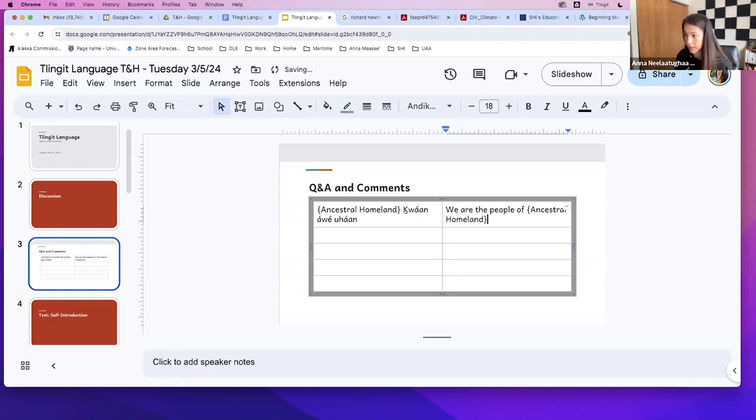And these are listed in the beginning Tlingit workbook, the place names. And they've existed for a long time, and so we don't make new names for ancestral homelands, and they have specific clan relationships. So there's a list of these that we can refer to if anybody wants to. I can take you there.